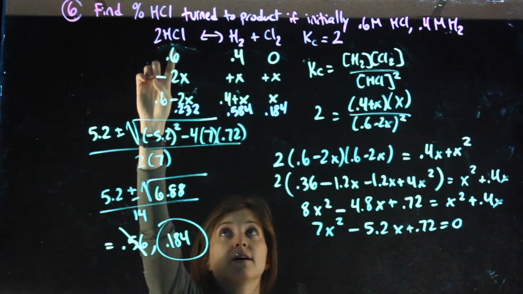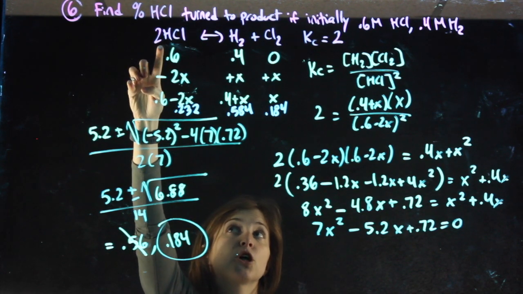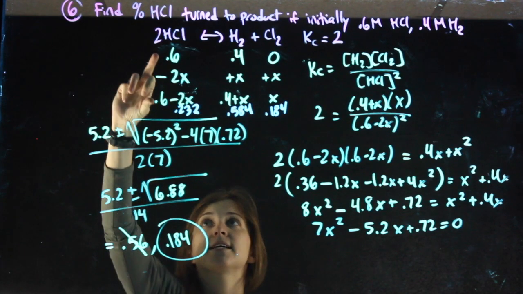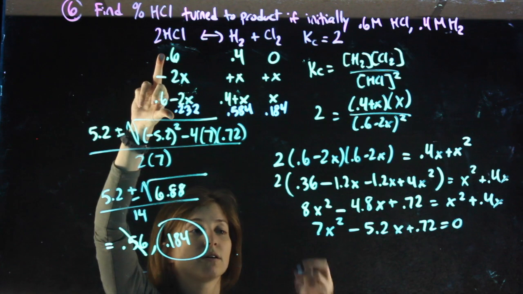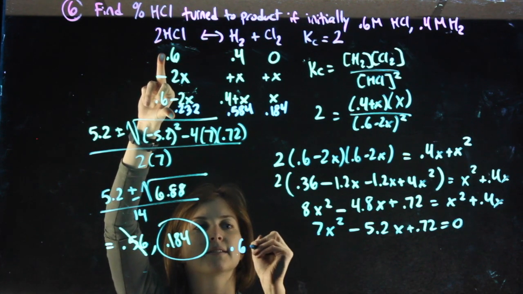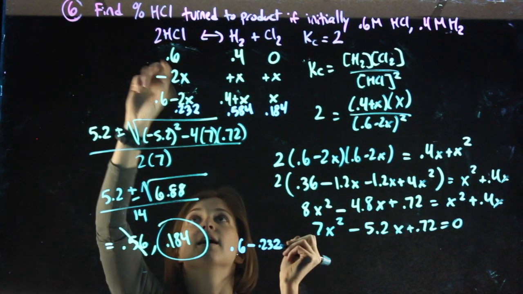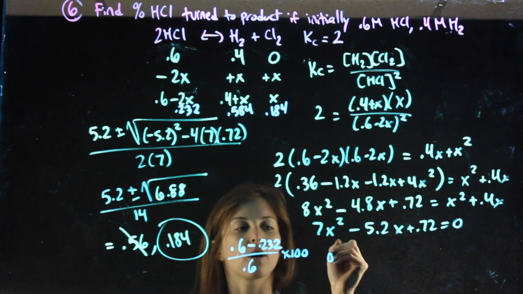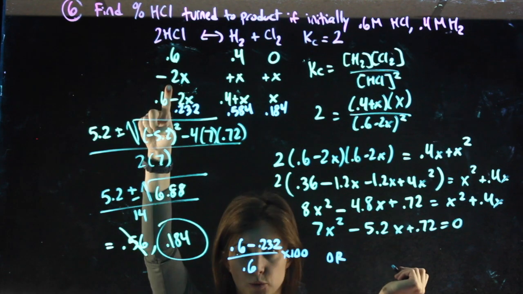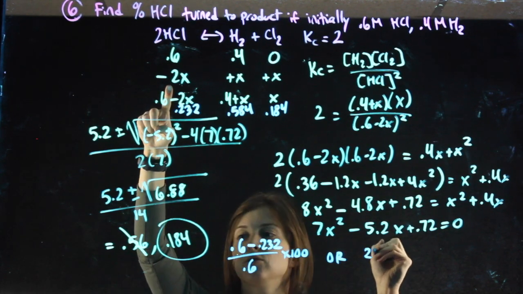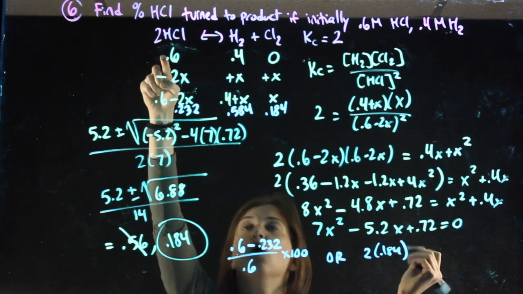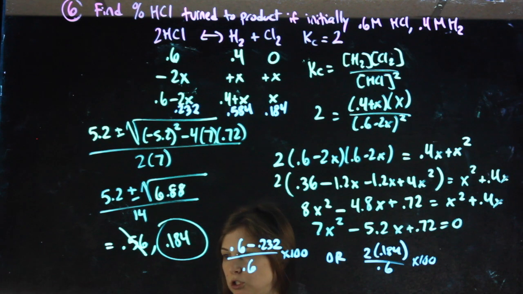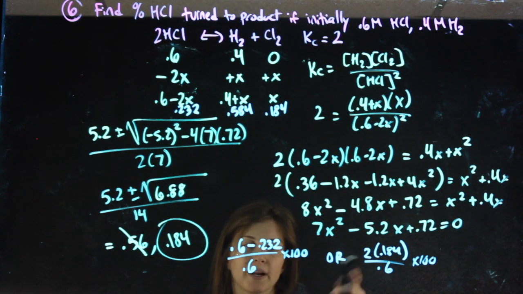Percent HCl turned to product means how much of the HCl that we started with actually went away. So some people like to set it up as the difference between here and here. 0.6 minus 0.232 compared to where we started. Or you know that the change is what's going away, so you could do 2 times your x value over what we started with, times 100. Either way, you should get 61%-ish, depending on how you round it here.